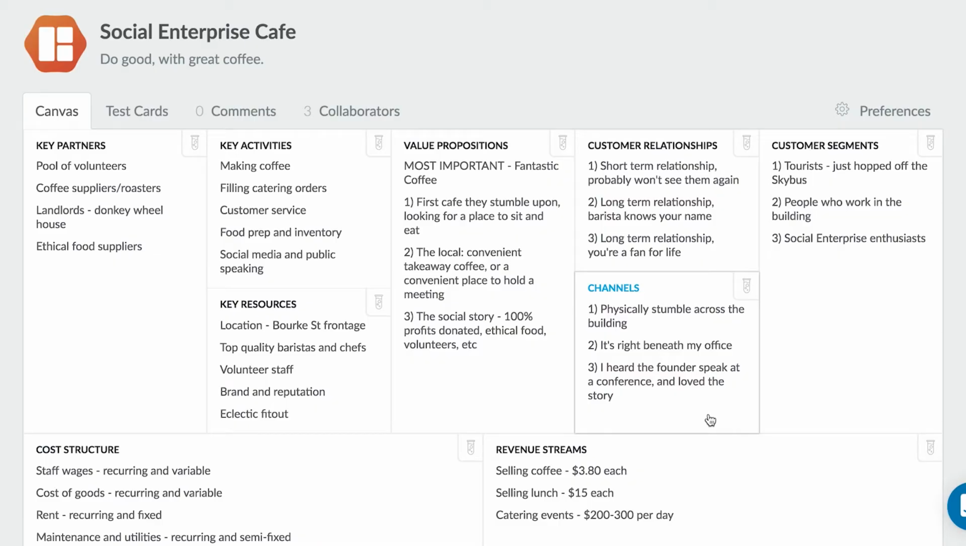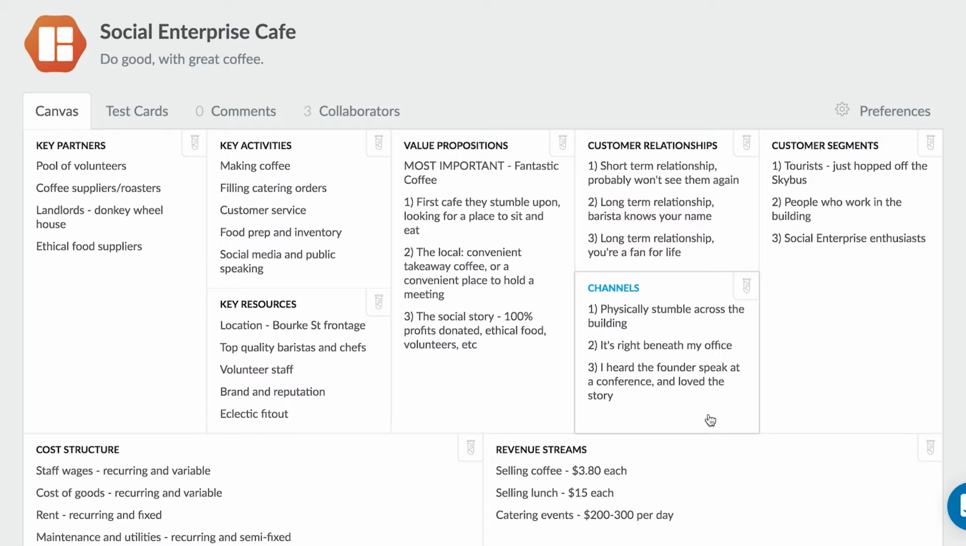Similarly, our channels vary for each customer segment. For our tourist customer, they physically walked in front of the building. Or maybe they found us on TripAdvisor or something like that. For the people who work in the nearby area, the way they find you is you're physically right underneath their office. You're conveniently located there. They didn't seek you out, it just so happened you were in the right spot.